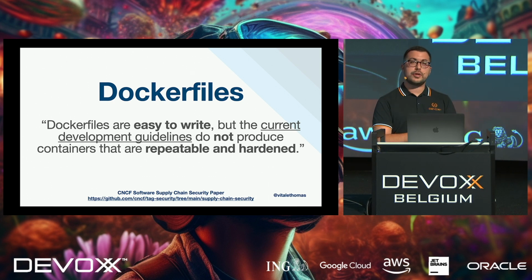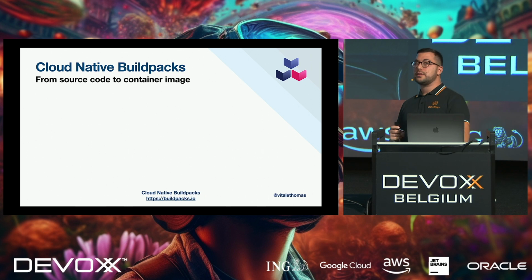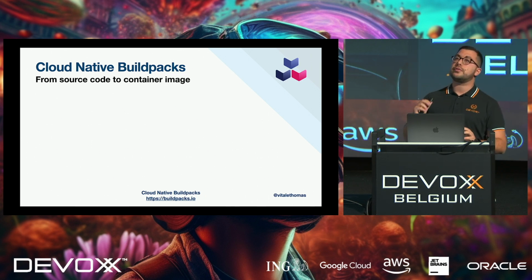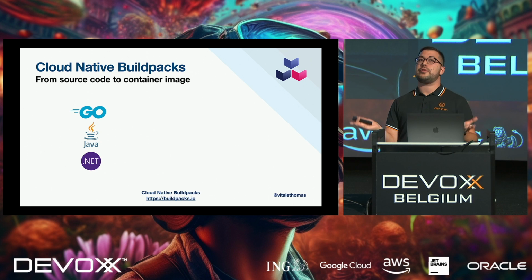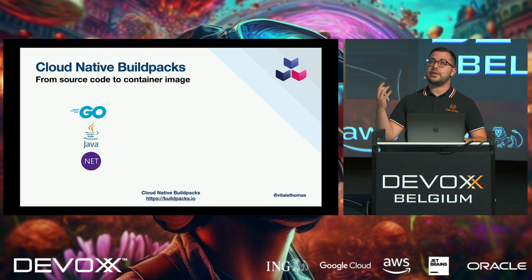I really like working with a project called Cloud Native Buildpacks, which converts your source code into container images. It doesn't require any Dockerfile, and the beauty of it is that it's a polyglot tool, so it works across different languages and frameworks. You can use it with Spring Boot, Quarkus, Open Liberty, or with a Golang or .NET application.